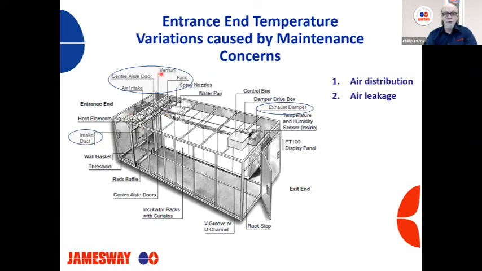So some of our air distribution would be our fans, venturi, our center door, intake duct, exhaust damper, all of these, and any air leakage around our doors. Humidification: if our spray pattern is different on one side compared to the other, it can cause our crossbar temperature to be less or more.